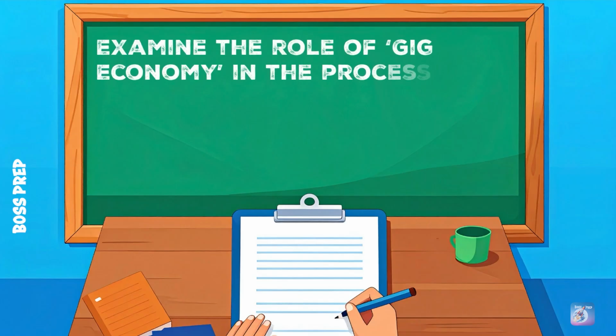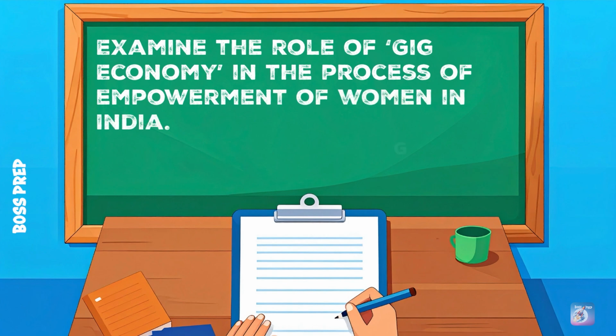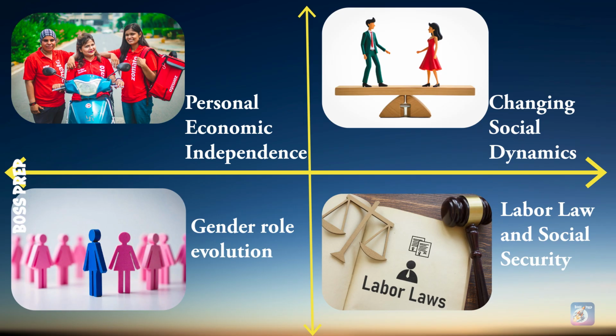Now consider this 2021 GS-1 question. Examine the role of gig economy in the process of empowerment of women in India. This question requires analysis, first, on individual level, talking about personal economic independence. Second, on community level, talking about changing social dynamics. Third, on society level, talking about gender role evolution. Fourth, on policy level, talking about labor law and social security implications.